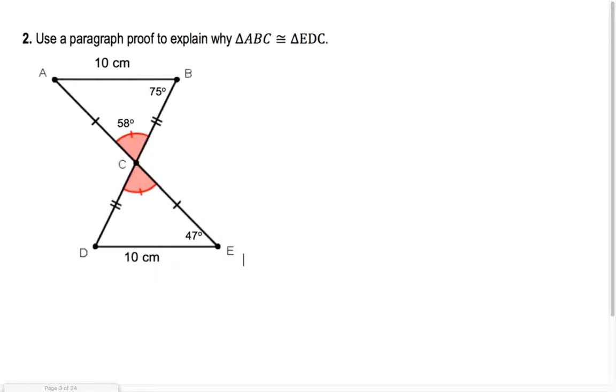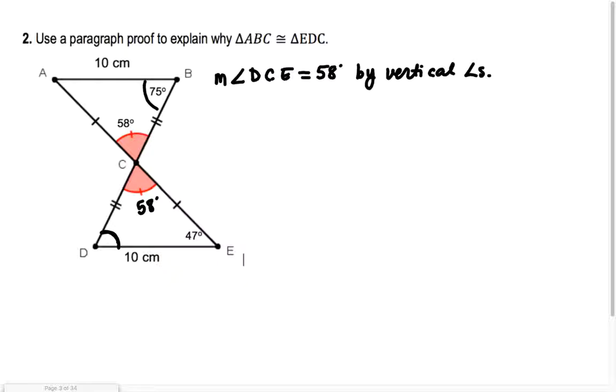So do you see the red angles that I have in my picture? Yeah. So how can I say that that's also 58? Yeah, by vertical angles, right? So we're going to say that the measure of angle DCE is equal to 58 by vertical angles. Okay, so who can tell me why? Well, let's go ahead and find this. So I have 58 and 47. What's this angle here going to be? That's going to be congruent to AB. I'm sorry, it's going to be equal to ABC. Yeah, it's going to be the 75. How do you know it's the same though?